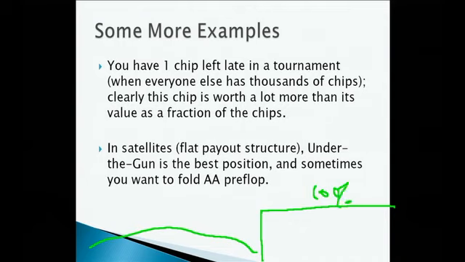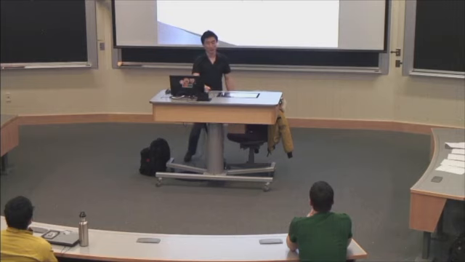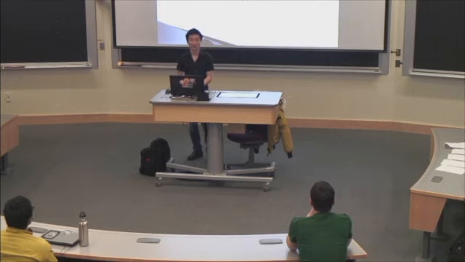So that's another case where ICM has extreme importance, and you can often make a case for folding pocket aces pre-flop, even though you know it's going to have positive chip EV if you call, because it's the best possible hand. But because you really don't want to bust, you actually want to fold aces. Okay, we'll talk about this a bit more later.